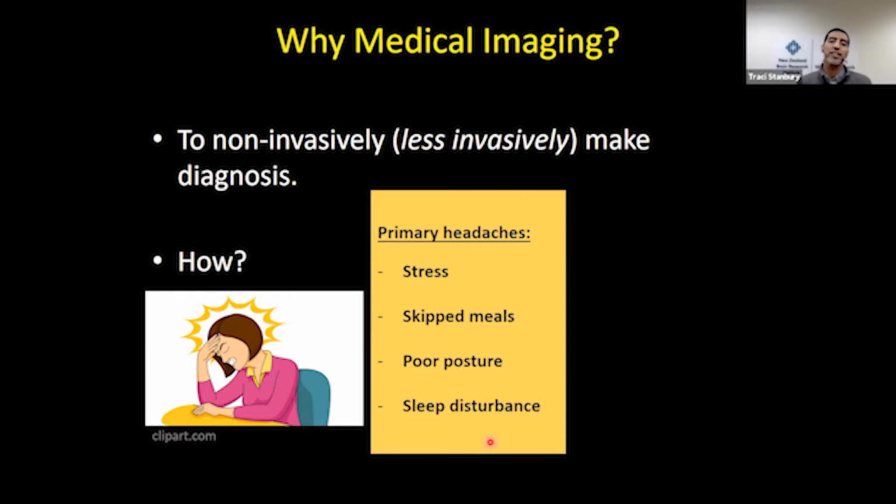So all of these little things, and they could pull out a lot of information and maybe work with you to reduce the stress, and then hopefully the headache will go away. But this is only part one.